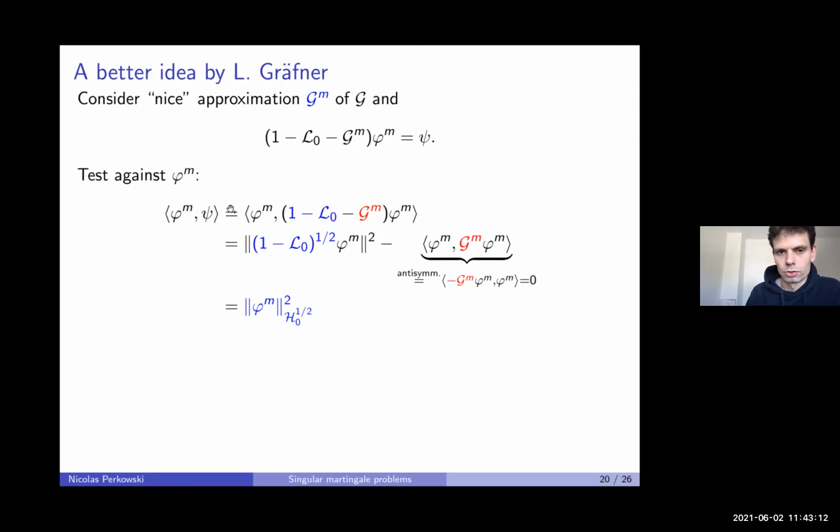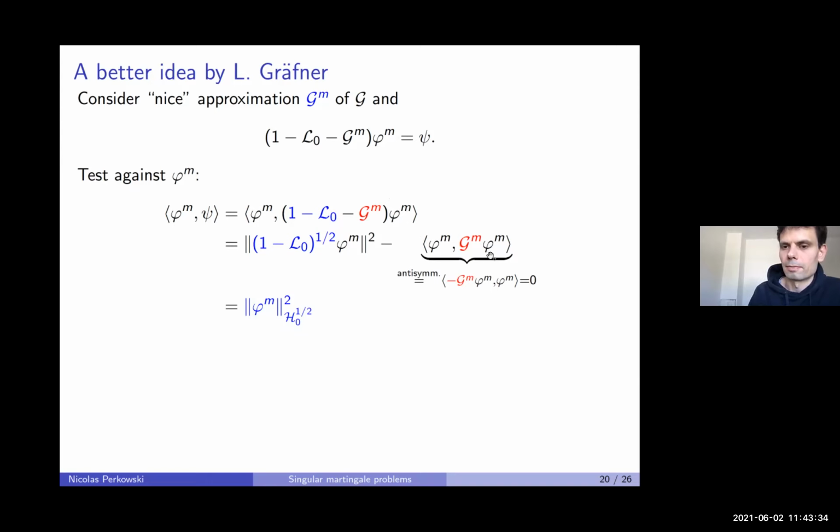Now let's take the solution and test it against psi to get a sort of energy estimate. Then using that psi as the right-hand side of this equation, we can plug in these guys here. And now we just split up. So this thing here, we integrate half of it to the other side. This gives us this term here. And then we remain with that part here.